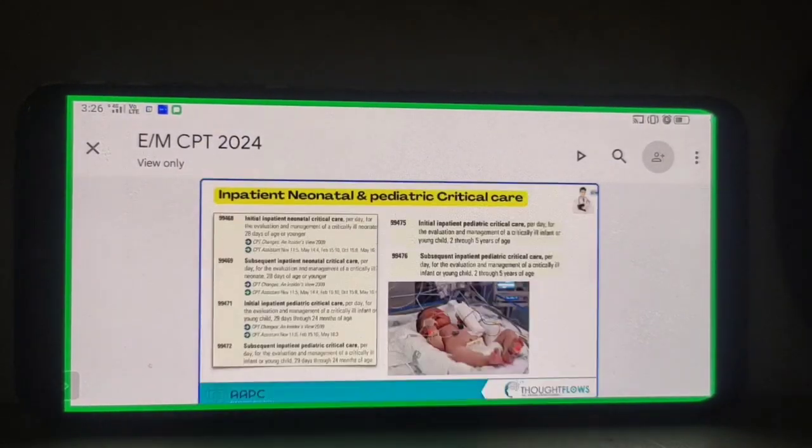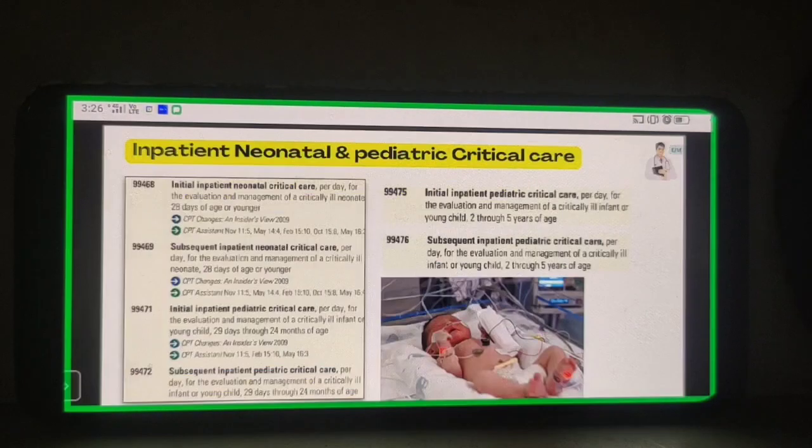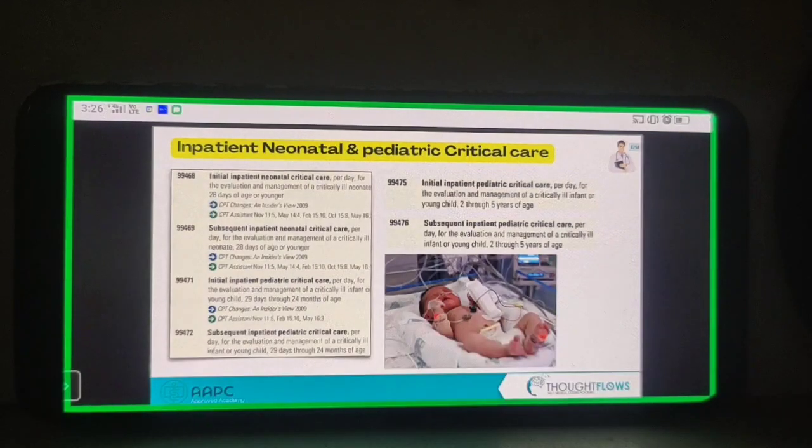Then this is neonatal critical care, inpatient. A baby is admitted into the critical care unit due to severe illness, a critically ill or injured condition.